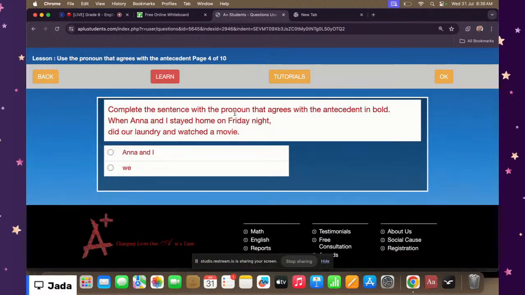When Anna and I stayed home on Friday, we did our laundry and watched a movie. Anna and I, it's already plural, so you should have a plural pronoun. So Anna and I, we. So we should be the right pronoun that goes with it. Okay?